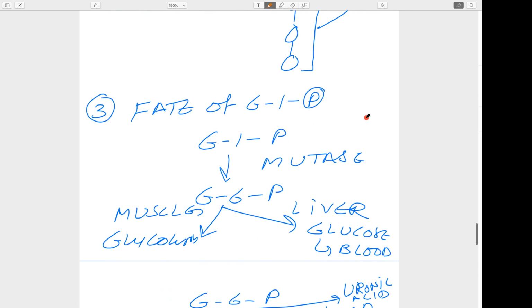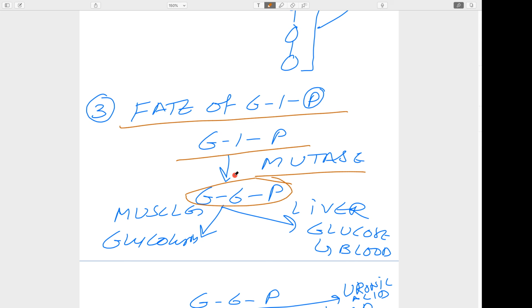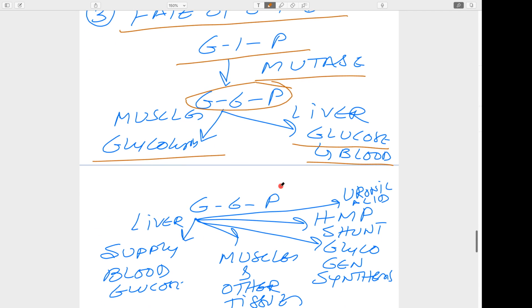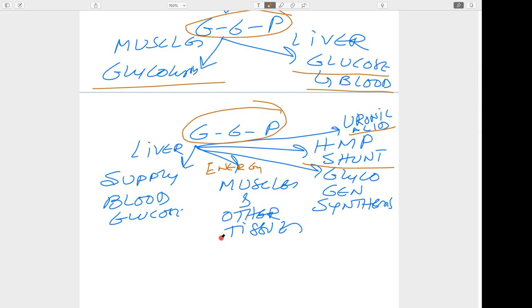Next is the fate of glucose 1-phosphate. By the action of mutase, it leads to glucose 6-phosphate, which has different roles in muscles and in the liver. In the liver, free glucose enters the blood. In muscles, glycolysis produces energy. So glucose 6-phosphate supplies blood glucose, and energy to muscles and other tissues. It is also involved in the uronic acid pathway, the HMP shunt pathway, and glycogen synthesis. So this is about glycogen degradation.